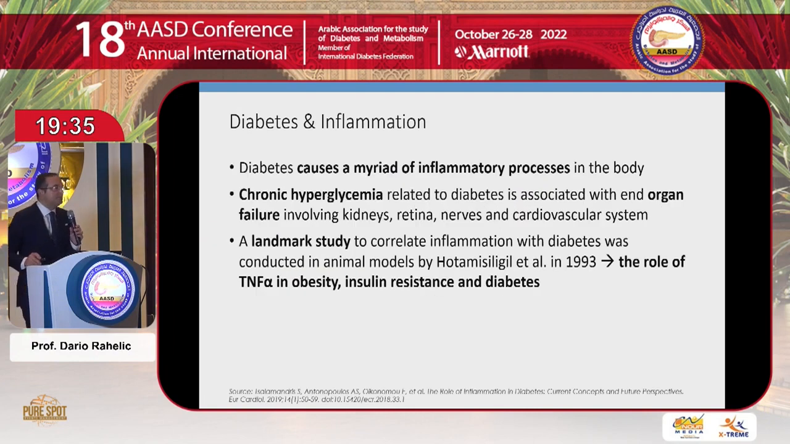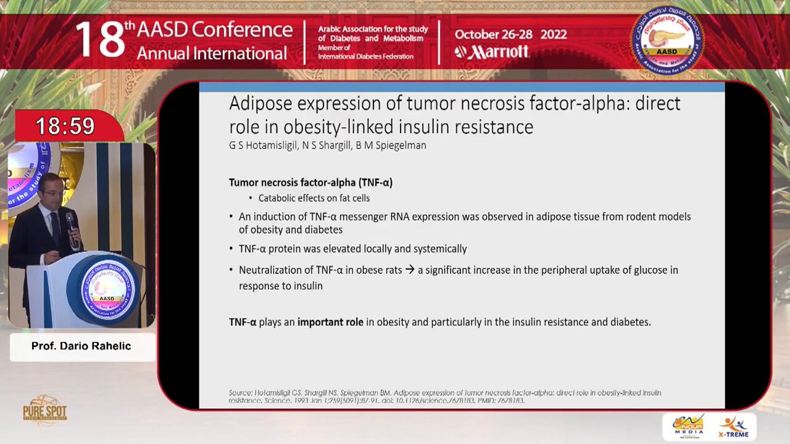When we talk about diabetes, we know that diabetes causes a lot of different inflammatory processes in our body. Chronic hyperglycemia is associated with end organ failure, and a landmark study correlating inflammation with diabetes was conducted in animal models in 1993. It was more than 20 years ago, and it investigated the role of TNF-alpha in obesity, insulin resistance, and diabetes.